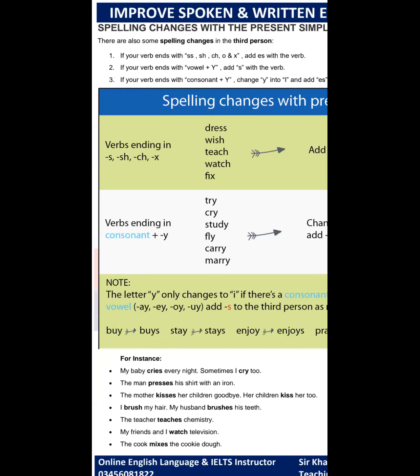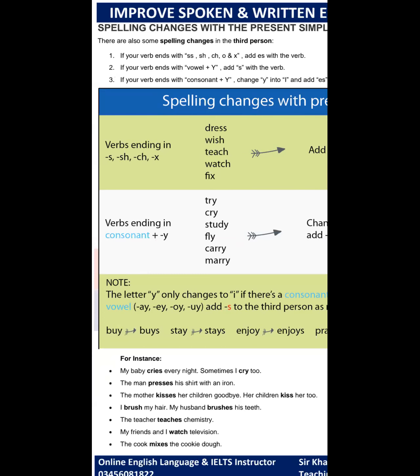If the verb ends with ss, sh, ch, o, and x, add es to the verb. Okay. If your verb ends with a vowel plus y, add s. Okay. These are the basic rules I'm telling you. We might have some problem with it.